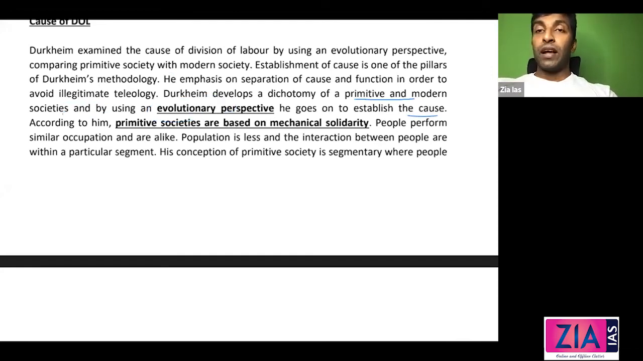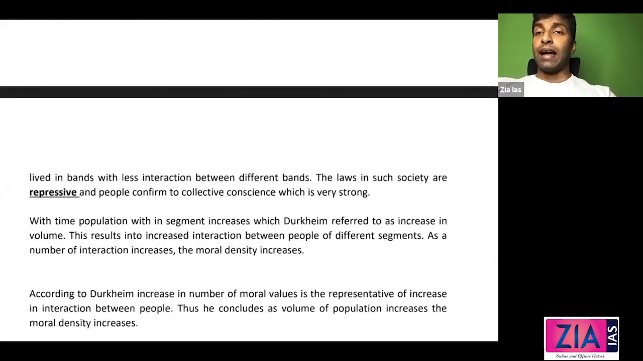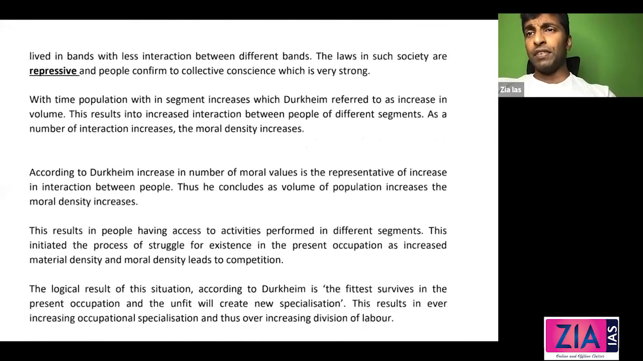establish the cause. According to him, primitive societies are based on mechanical solidarity. People perform similar occupations and are alike. Population is less, and the interaction between people is within a particular segment, meaning bands. His conception of primitive society is segmentary, where people live in bands with less interaction between different bands. The laws in such society are repressive, and people conform; collective conscience is very, very strong. Okay, repressive laws. That means if you're not following the rules and regulations, you'll be punished severely and badly.